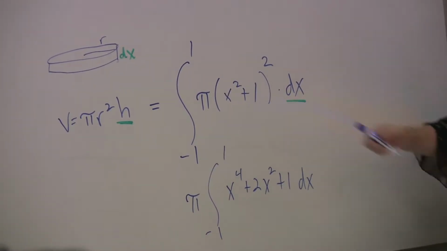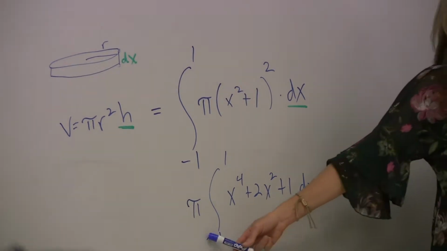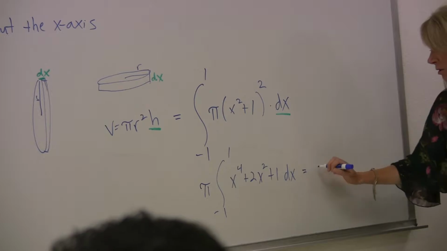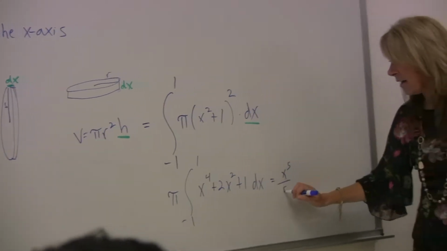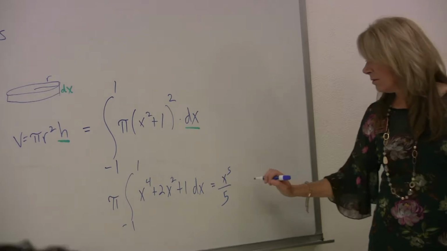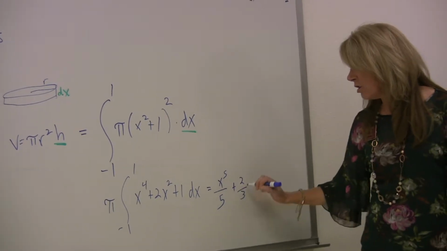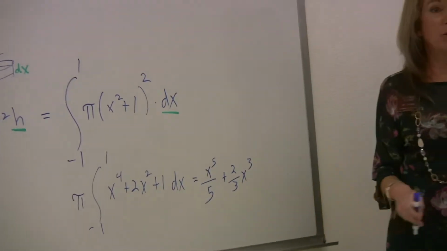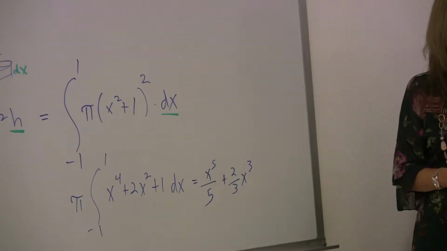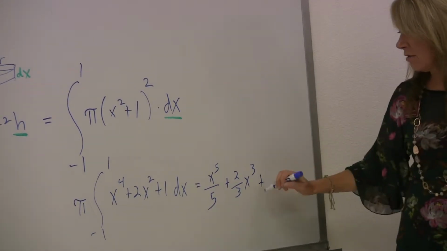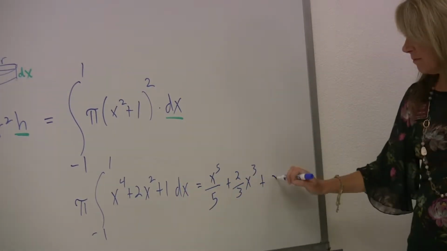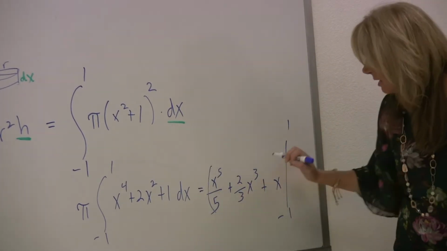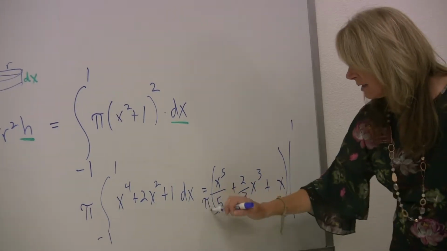Multiply that out if you need to. Then this tells me to do the integration. Remember, it means find the antiderivative. So my next step would be to make that x to the 5th over 5, and then 2/3 x cubed. Exponent's going up by 1, dividing by that new exponent. Remember all that from your previous life, before you met me? What's the integral of 1? Just x. Then we have to evaluate that from -1 to 1. I dropped my pi, so I put it back in there. My pi is still out there.